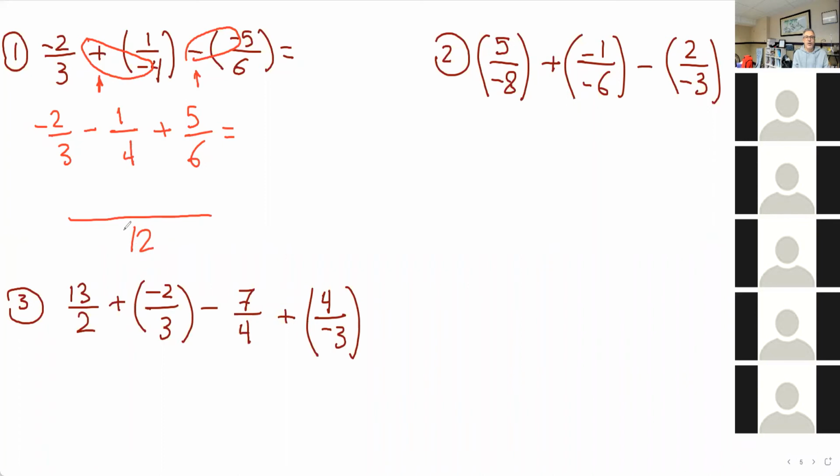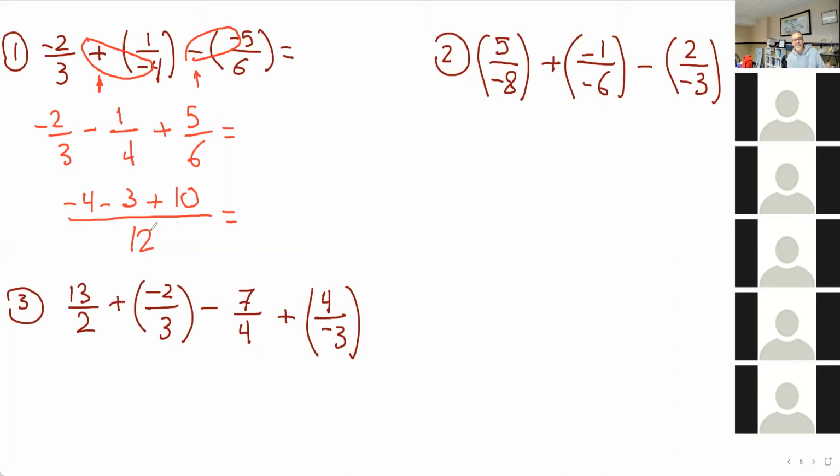Okay. 12 divided by 3 is 2. 2 times -2 is -4. And then we have the minus sign there. 12 divided by 4 is 3. 3 times 1 is 3. Plus 12 divided by 6 is 2. 2 times 5 is 10.